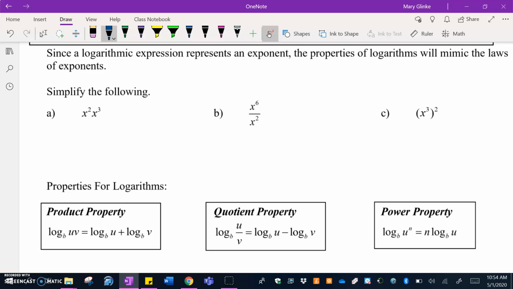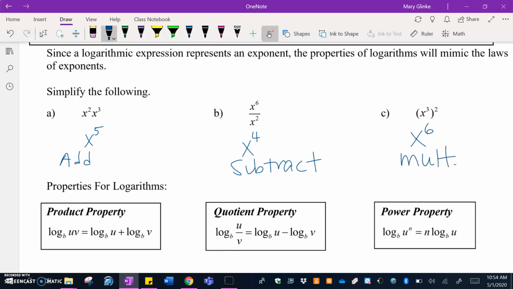If you had x squared times x cubed, when you are multiplying two exponents with the same base, you look at this and you say, hey, that's going to be x to the fifth because I add my exponents together. If I'm dividing, I say, hey, that's going to be x to the fourth because I subtract my exponents. If I have an exponent raised to a power, you multiply it. And so looking at these ones, that's going to apply directly to your properties of logarithms.